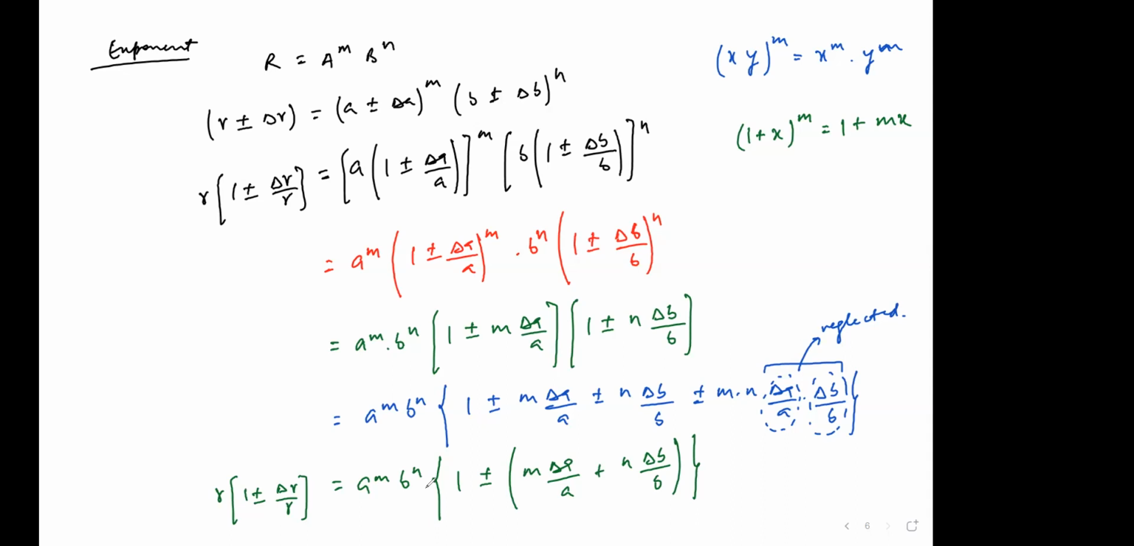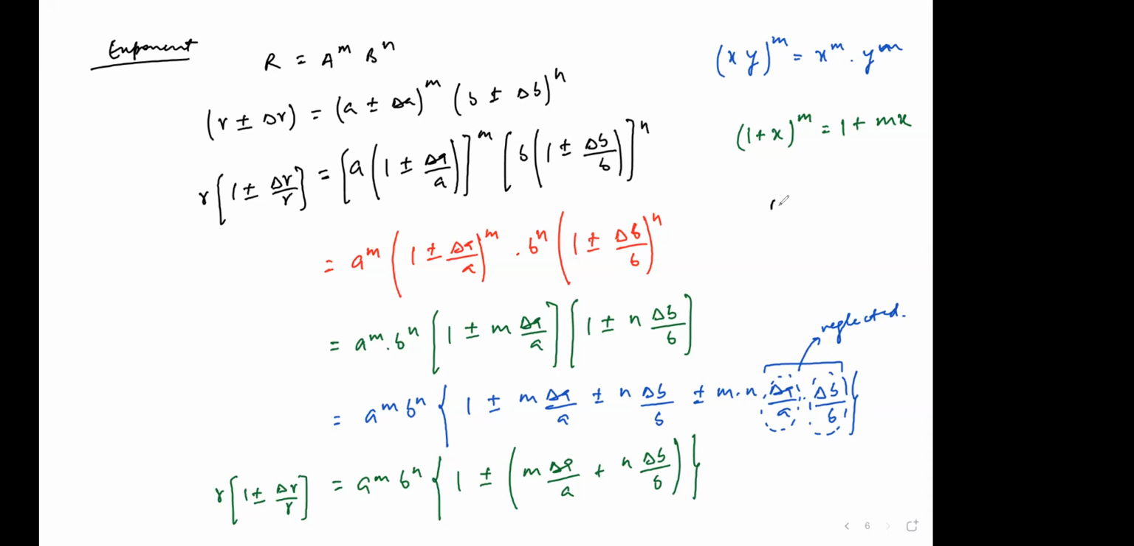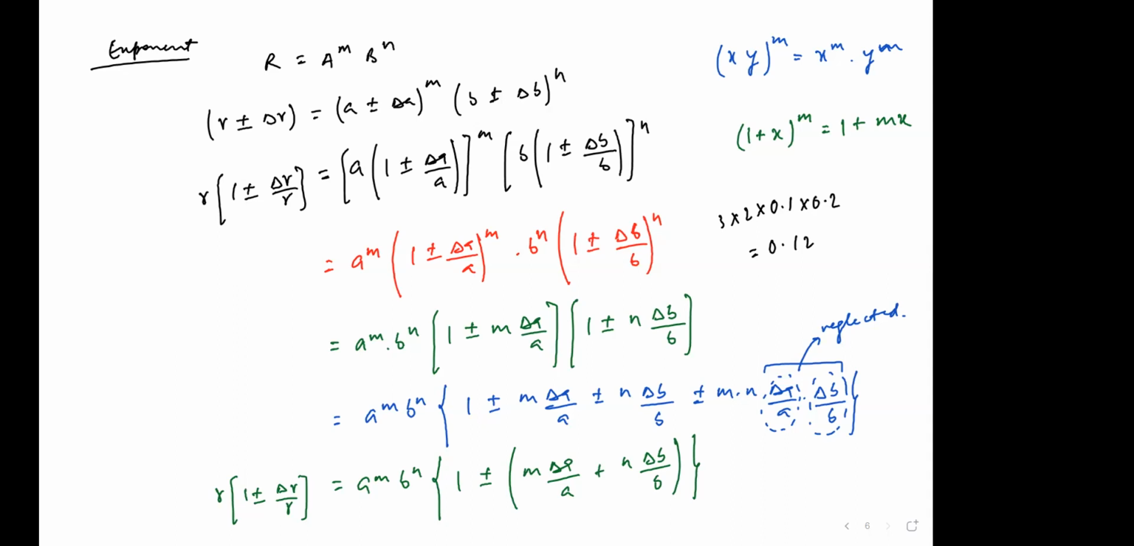So what about the part M into N? Since the product of these two terms becomes smaller and smaller, multiplied with any coefficient it would give a relation which is much smaller compared to either of these two terms. So we just neglect it altogether. Suppose you have 0.1 into 0.2, and we are multiplying with 2 or 3 or any other number, so it would be 6 into 0.16. Okay, so we just neglect that whole part.